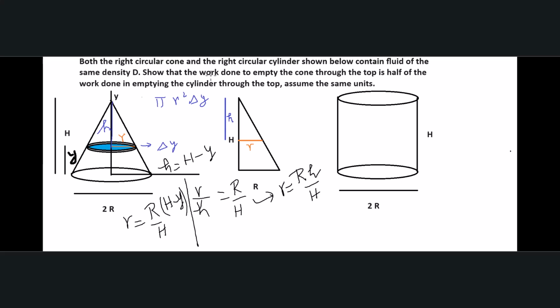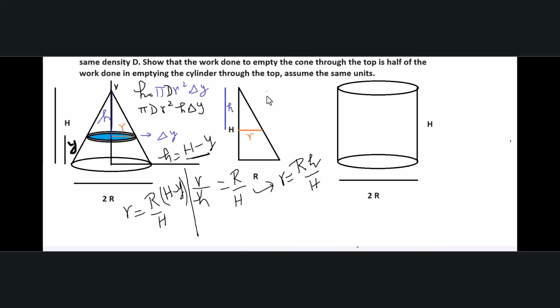And now remember this, the density is d. So this is the weight of the slab, and how much are we pulling it up by? We are pulling it up by h. So for the work, we will multiply it by h. And again, how much is small h? That's capital H minus y. So what is our work done? Pi d r squared, here h, and then delta y.